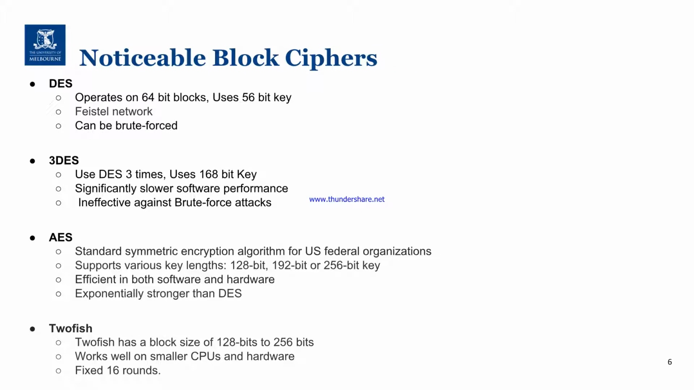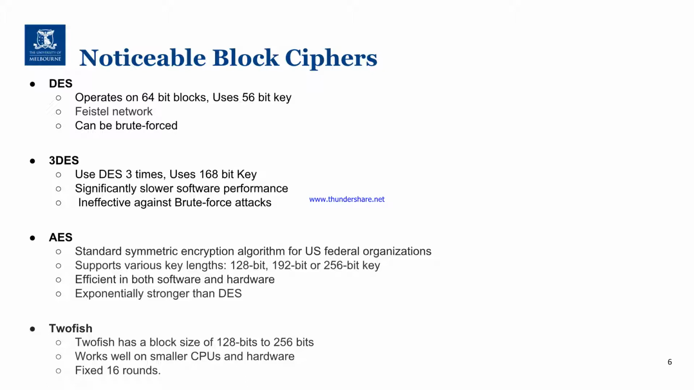DES is a very old block cipher, which operates on 64-bit blocks and uses 56-bit keys. It's a Feistel network, but as we know, it has a small key size now, so it can be brute forced easily. 3DES was developed on the basis of DES, and it uses DES 3 times. The key size here is larger, which is 168 bits, but effectively 112 bits. Since it uses DES 3 times, it has significantly slower software performance than DES, almost 3 times slower, and it is again ineffective against brute force attacks.